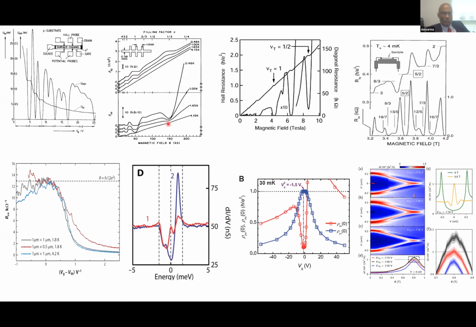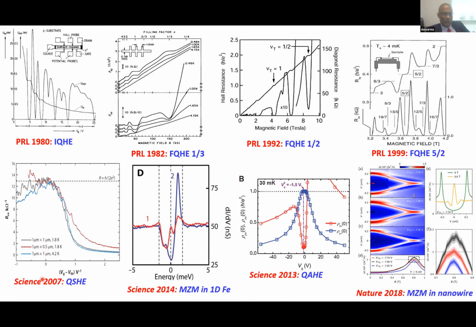Now let's look at, so this is all before 2000. Well, let me take the suspense out. These are the original integer quantum Hall effect, fractional quantum Hall effect, half fractional quantum Hall effect, 5-half fractional quantum Hall effect. Before 2000, from 1980 to 2000, topological physics theory followed experiment. Then 2000 to 2020, experiment is following theory.